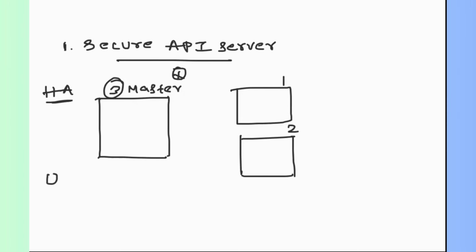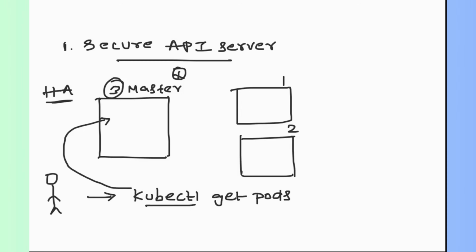So this is a user. Let's say this is a user called Abhishek. And what Abhishek wants to do is he wants to get some information like kubectl get pods. Okay, so what does this do? What does this request called kubectl get pods do? kubectl is your Kubernetes command line, which will talk to a component in the master called the API server.